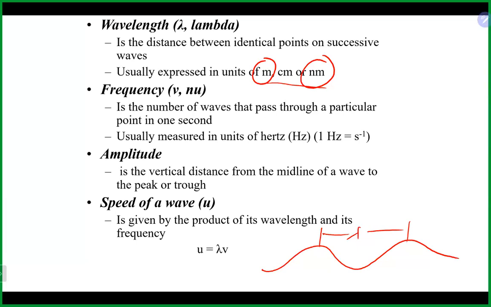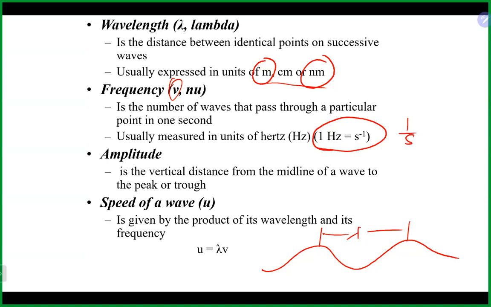The frequency, which is abbreviated, not really with a v, no, it's a nu. That is the number of waves that pass through a particular point in a given second. The frequency is usually in units of hertz or reciprocal seconds. So this relationship is important. 1 hertz is a reciprocal second, or 1 over seconds.